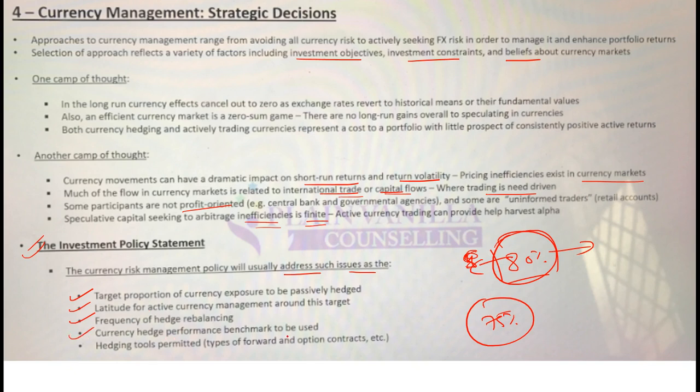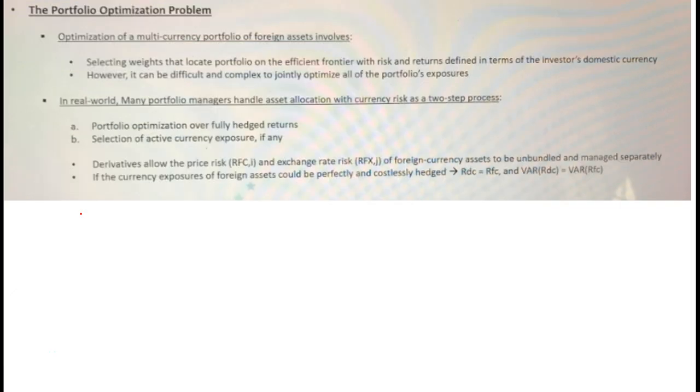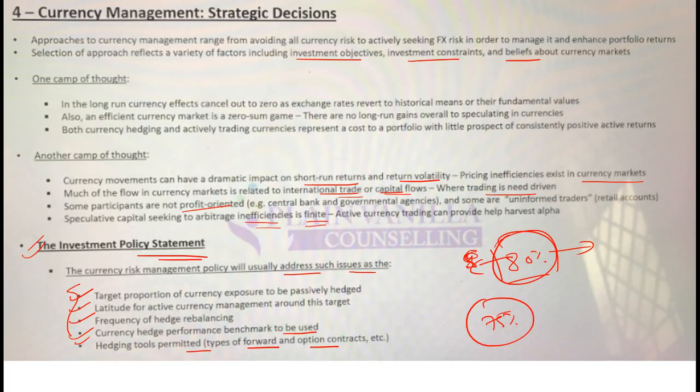Currency hedge performance benchmark to be used, that is, how do you decide whether your currency is hedged or not, or how much is it hedged? What is the benchmark? Hedging tools permitted. For example, should you use forward, option contracts, or other tools, which are permitted and which are not permitted? These are the elements that are generally defined in IPS to help with currency management, or to provide boundaries or direction for currency management. So this is about IPS.